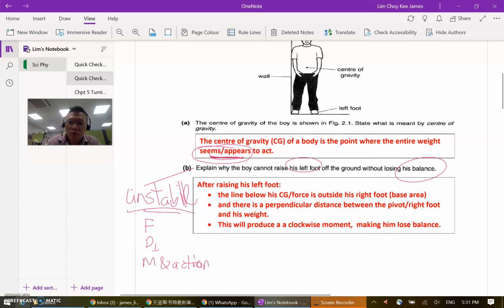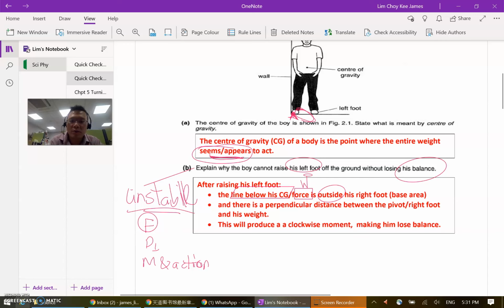Okay, so when we talk about force, the common thing is you can either talk about the line of action of the force, or you can talk about the force itself. In this case, it will be the weight, and whether it is within or outside the base area. For unstable equilibrium, usually it is outside the base area, whereby when I lift my left foot, the pivot will be on the right foot only. The right foot will act as a pivot. This area here will be the base area that we are talking about.